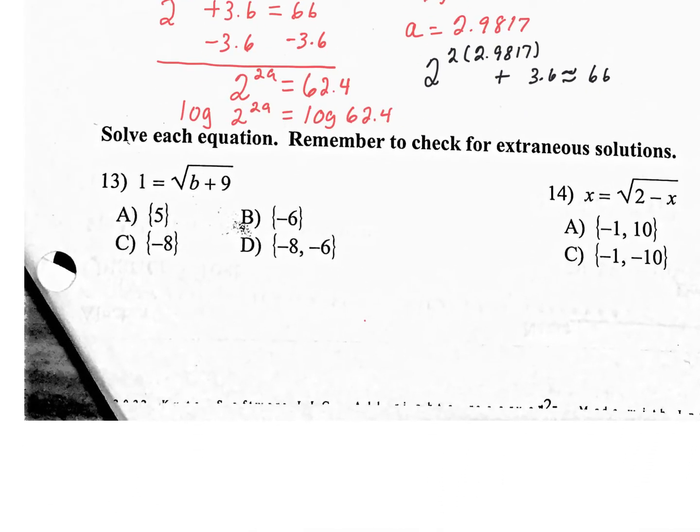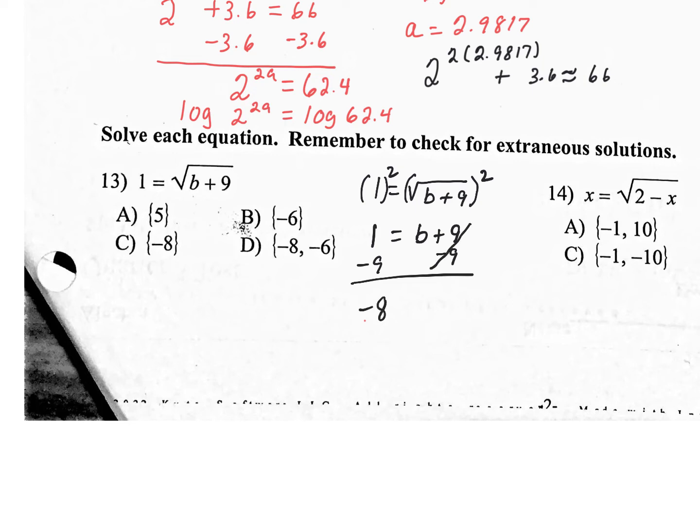We're solving this equation. We have 1 equals the square root of b plus 9. Since we're dealing with a square root, we're going to square the right side, so definitely you have to square the left side. So 1 squared is 1. Once you square a square root, you get whatever's in the radical, so it's b plus 9. You want to isolate the b, so you subtract 9. 9 minus 9 is 0. 1 minus 9 is negative 8, so negative 8 equals b.